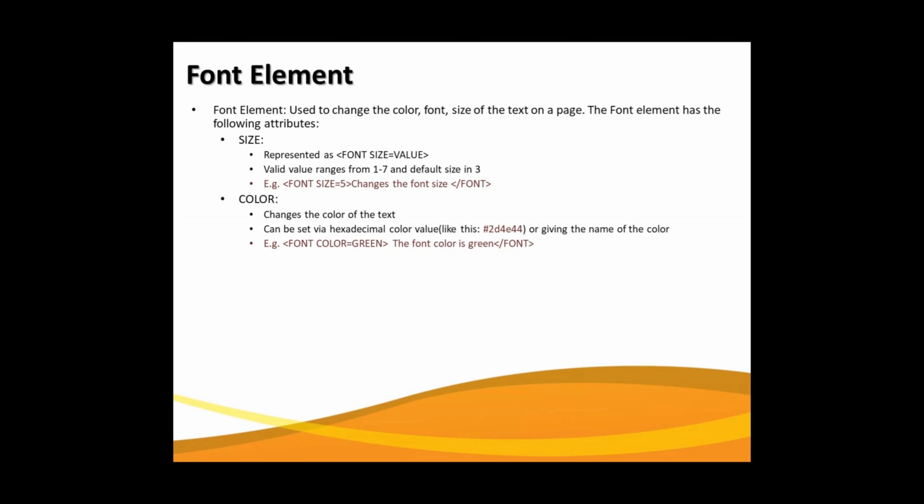The color attribute is used to change the color of the text. It can be set in two ways. First is by writing the name of the color, and second is via a hexadecimal value. To declare a hexadecimal value, first give a hash sign, then give a 6 digit alphanumeric hexadecimal value. For the hexadecimal value of any color, you can Google it.